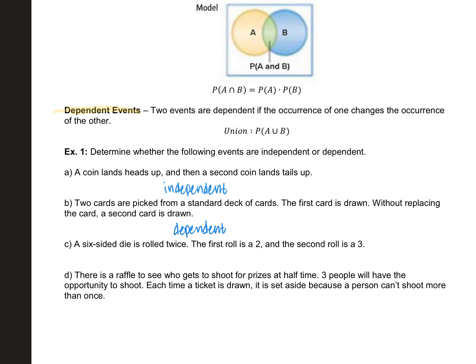C, a 6-sided die is rolled twice. The first roll is a 2, and the second roll is a 3. So yes, I am rolling the same die both times, but I'm not taking off a side of the die like I did with the cards above, where I didn't put the card back in the deck. I can't eliminate a side of the die. So these events have nothing to do with one another. I'm rolling just a standard die twice, so I would say these are independent.